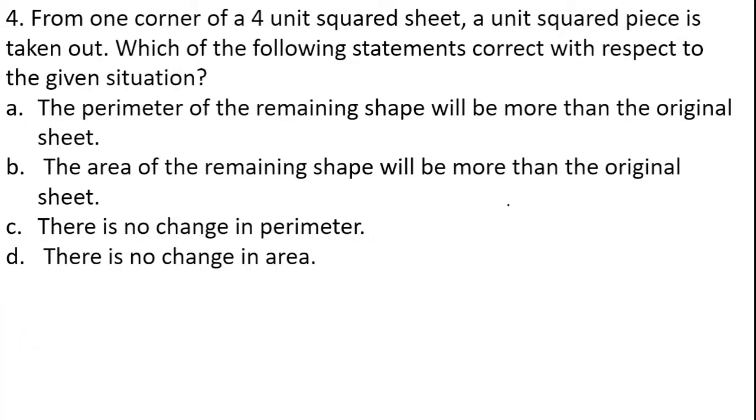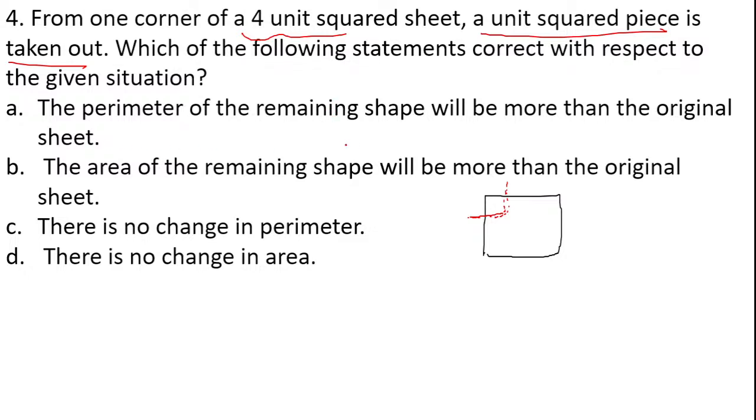What is the question? The question is, for example, there is a square shape, and we are removing the corner of this particular square shape, for example, we are removing this particular region of the square. Okay, so from one corner of a 4-unit squared sheet, a unit squared piece has been taken out. For example, we are taking this region out. Which of the following statements is going to be correct is the question over here.